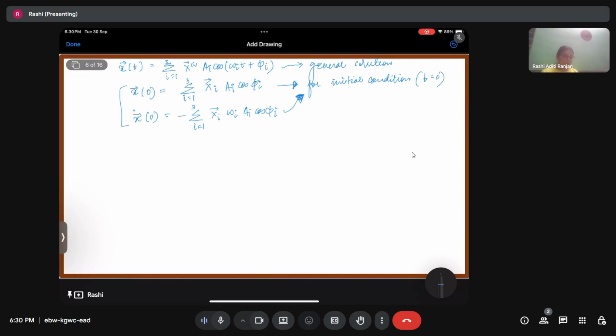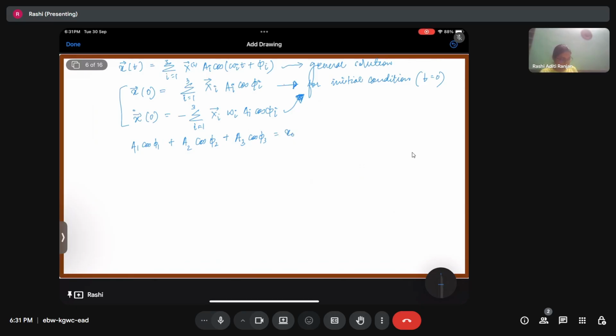Now, when we put the initial conditions in this, what are we going to get? We are going to get 6 equations, which I'm going to write over here. A1 cos of phi 1 plus A2 cos of phi 2 plus A3 cos of phi 3 is going to be x naught, which is given in the question.